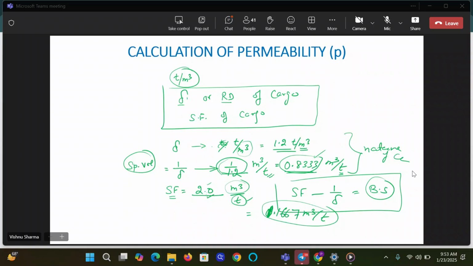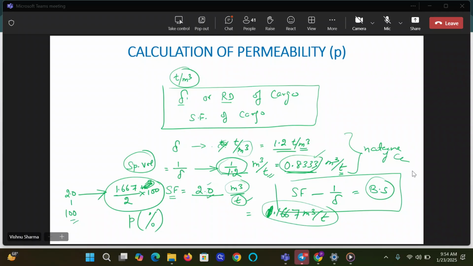Correct? Yes. Correct. So out of a total of 2 cubic meters, how much is available for water to occupy? 1.667 cubic meters. If the space was 1 cubic meter, how much would then be available for water? Divided by 2. And if it is 100, then how much? 100. When anything is out of 100, that becomes a percentage. So this becomes permeability in percentage. Yes or no, beta?